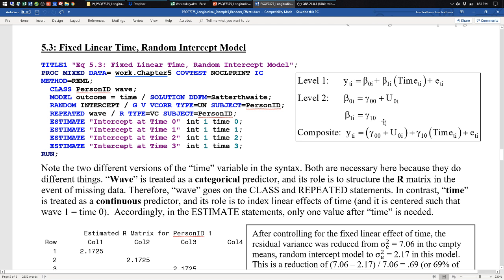However, I don't have anything else in my beta 1 level 2 equation. So that means I am predicting everybody has the same rate of change given by the fixed time slope gamma 1, 0. Fixed means everybody gets the same. It doesn't yet have a random part that makes everybody's slope different.